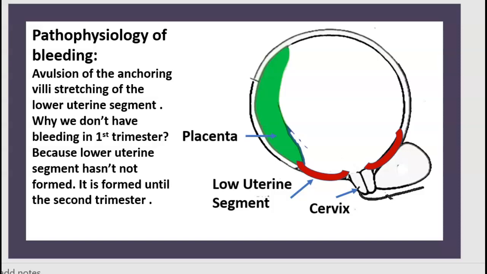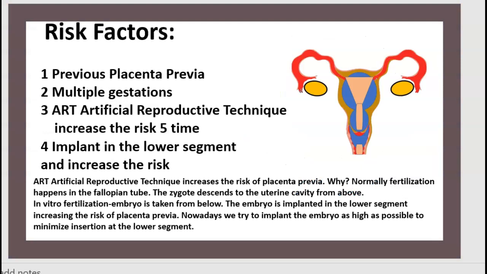Why don't we have bleeding in the first trimester? Because the lower uterine segment has not formed yet. It is formed until the second trimester. Is there any risk factor? The answer is yes. First, previous placenta previa. Second, multiple gestation. And the third one, artificial reproductive technique.